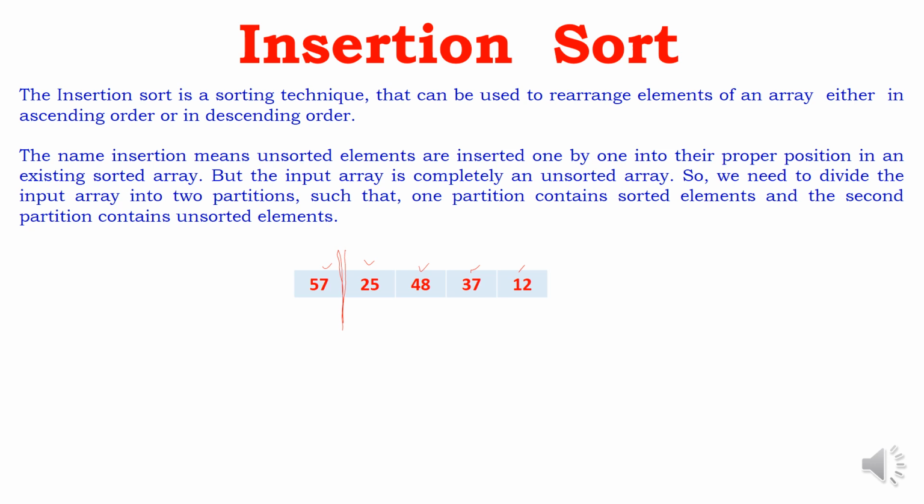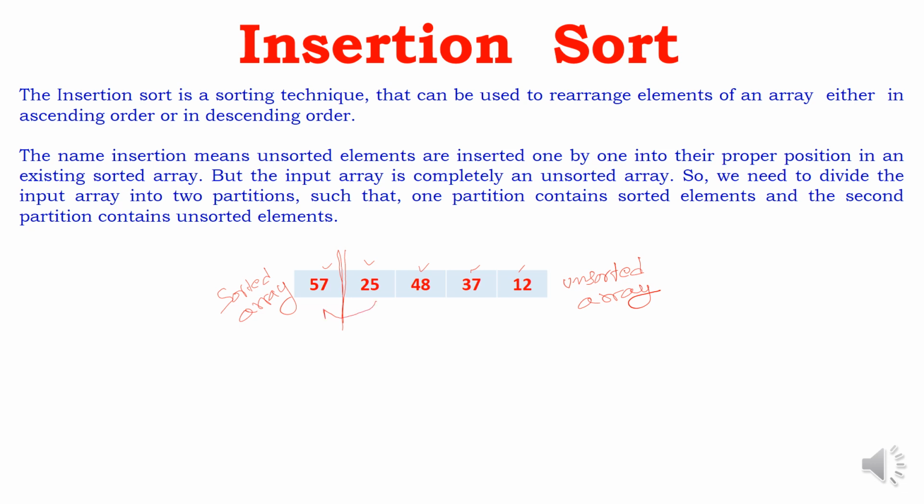The first partition is treated as the sorted array and the second partition is considered the unsorted array. The first partition contains one element, so it is a sorted array. The second partition contains n minus 1 elements, or 5 minus 1, 4 elements, and it is the unsorted array. Now the elements in the unsorted array will be inserted into the sorted array one by one.